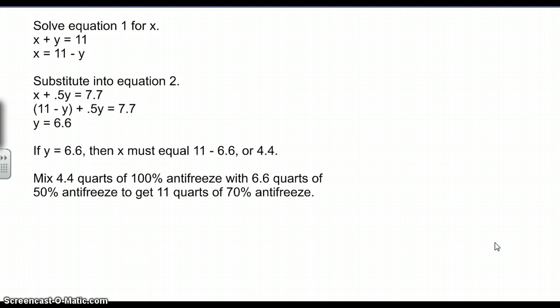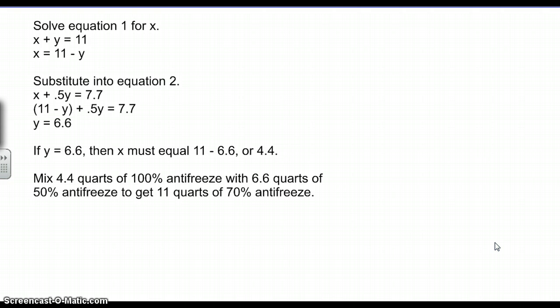Now, if y equals 6.6, then x has to equal 11 minus 6.6, because the total volume is 11, and you just heard that one kind is 6.6. That was the 50% antifreeze, right? So the x, the 100% antifreeze, must be 4.4. So that means that you need to mix 4.4 quarts of 100% antifreeze with 6.6 quarts of 50% antifreeze to get 11 quarts of 70% antifreeze.